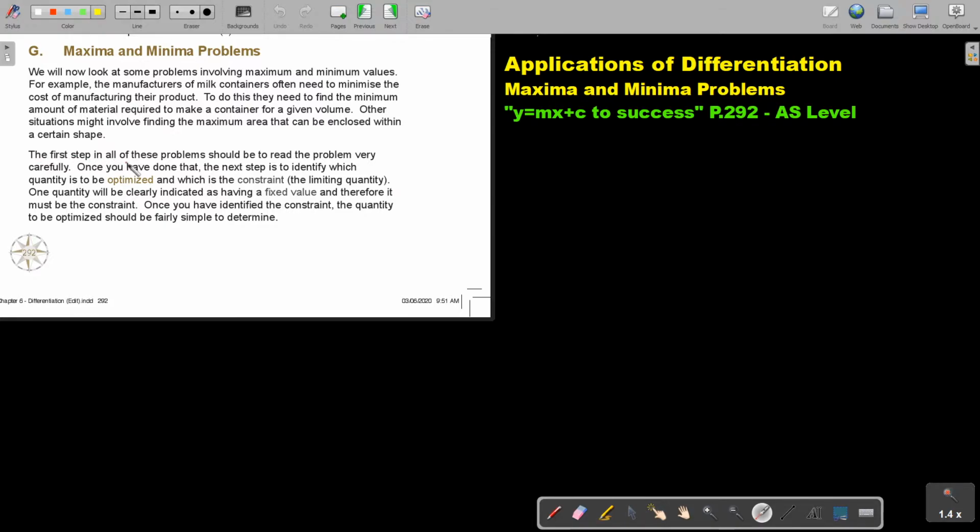The first step in all of these problems should be to read the problem very carefully. Once you have done that, the next step is to identify which quantity is to be optimized and which is the constraint, the limiting quantity. One quantity will be clearly indicated as having a fixed value and therefore it must be the constraint. Once you have identified the constraint, the quantity to be optimized should be fairly simple to determine.